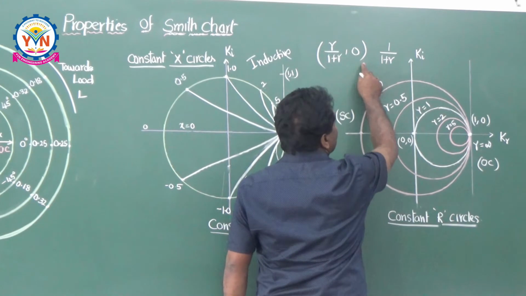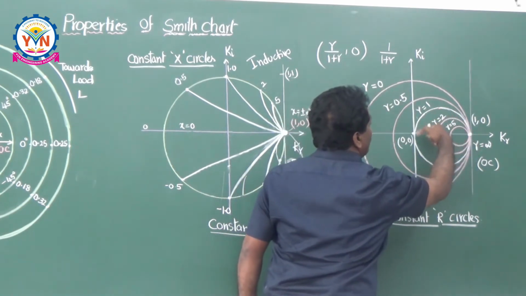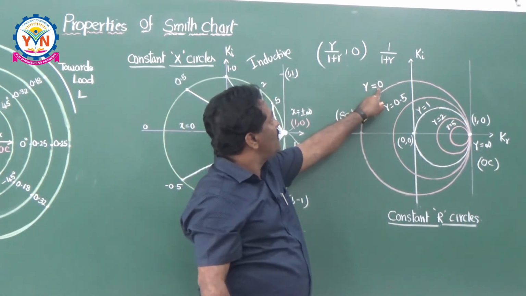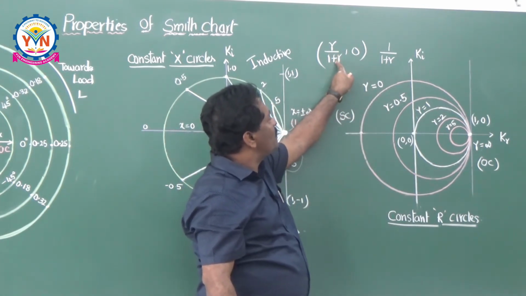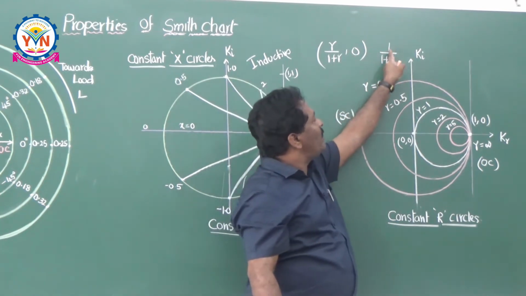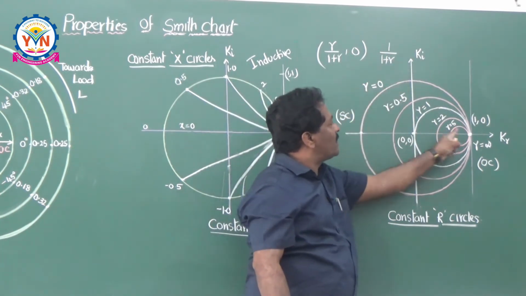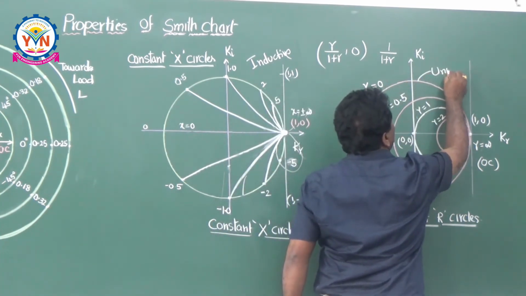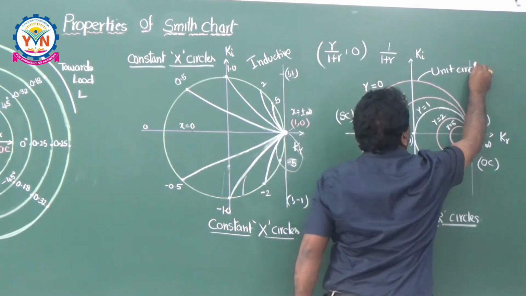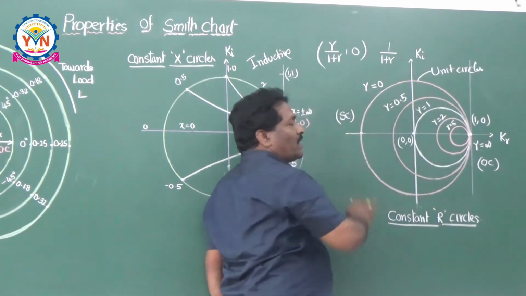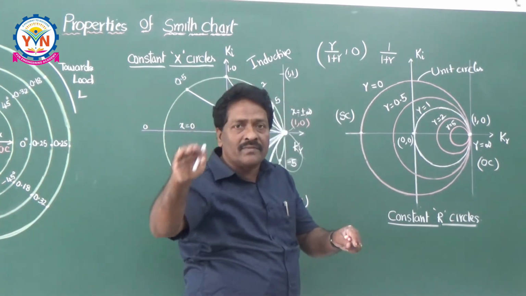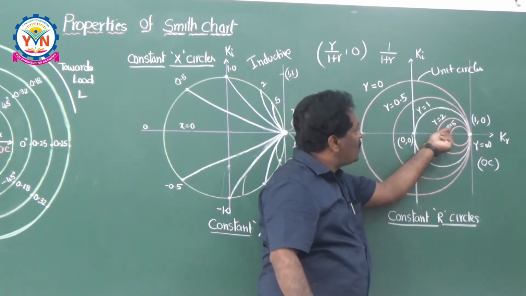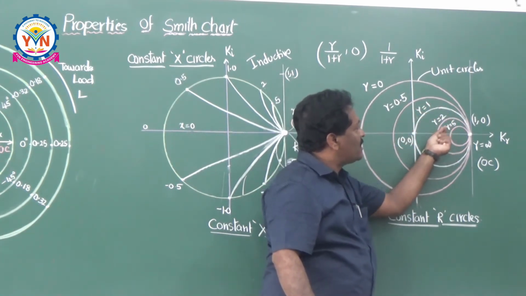Based on the circle equation, we have drawn all these circles for different values of r. And r equal to 0 means 0 by anything is equal to 0. That means the center is 0, 0. And 1 by 1 plus 0 means 1. So, the radius is 1. This outermost circle is called the unit circle. All other circles will be inside this unit circle only. That means the maximum range of the R circle is this unit circle. Within this unit circle only you are going to get so many circles.